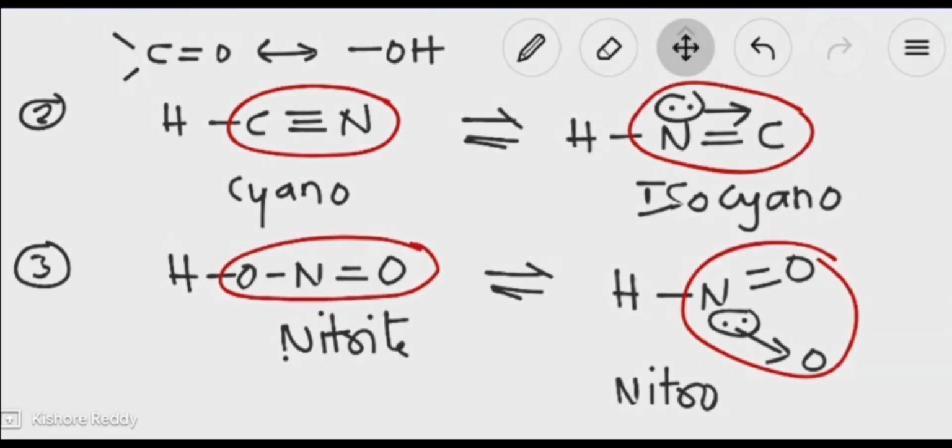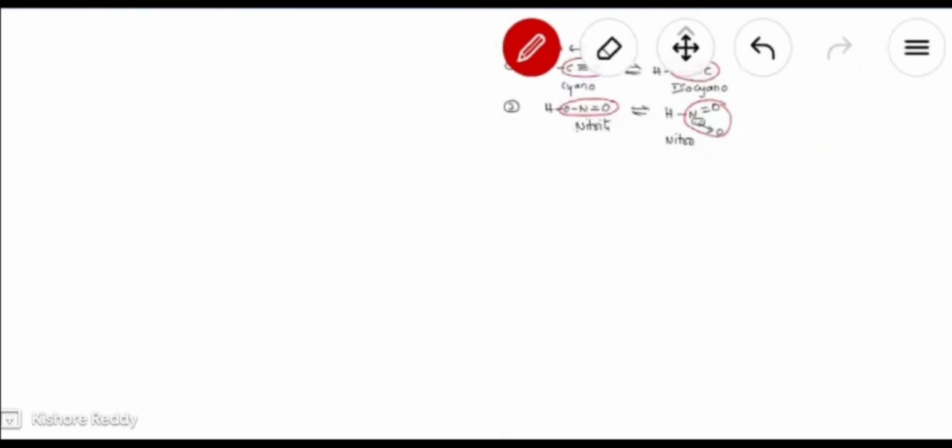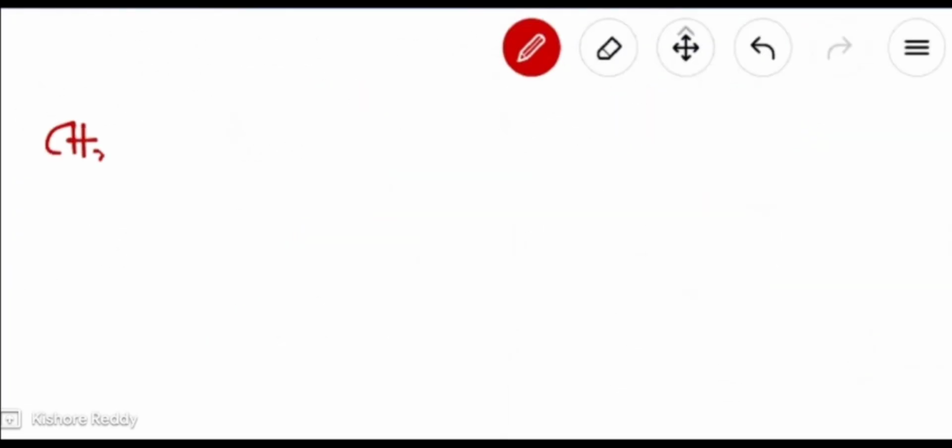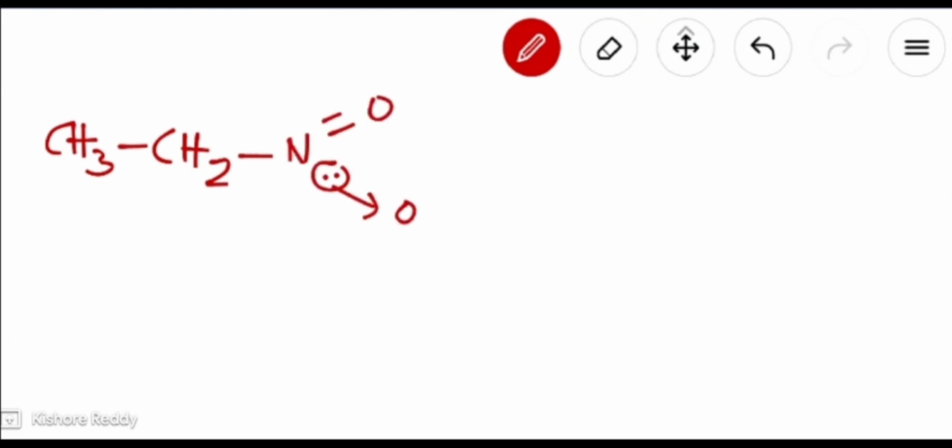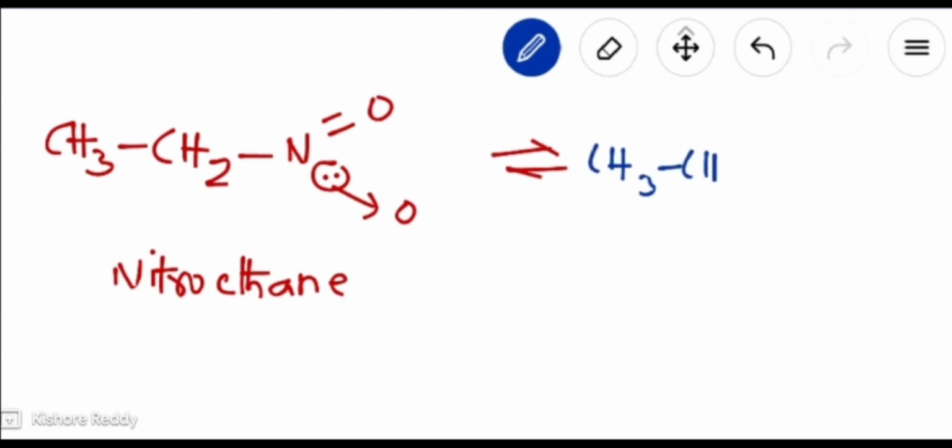Okay, can we take one example here? If they are asking you to identify the tautomers for nitroethane. Here the lone pair was there, with a coordinate bond to oxygen. This is called nitroethane. Just find out what your isomer will be now. Just now I told you, nitro will become nitrite. So CH3 CH2, the ethyl, as it is. Now double bond N OH, and the lone pair is forming with this. Are you clear?